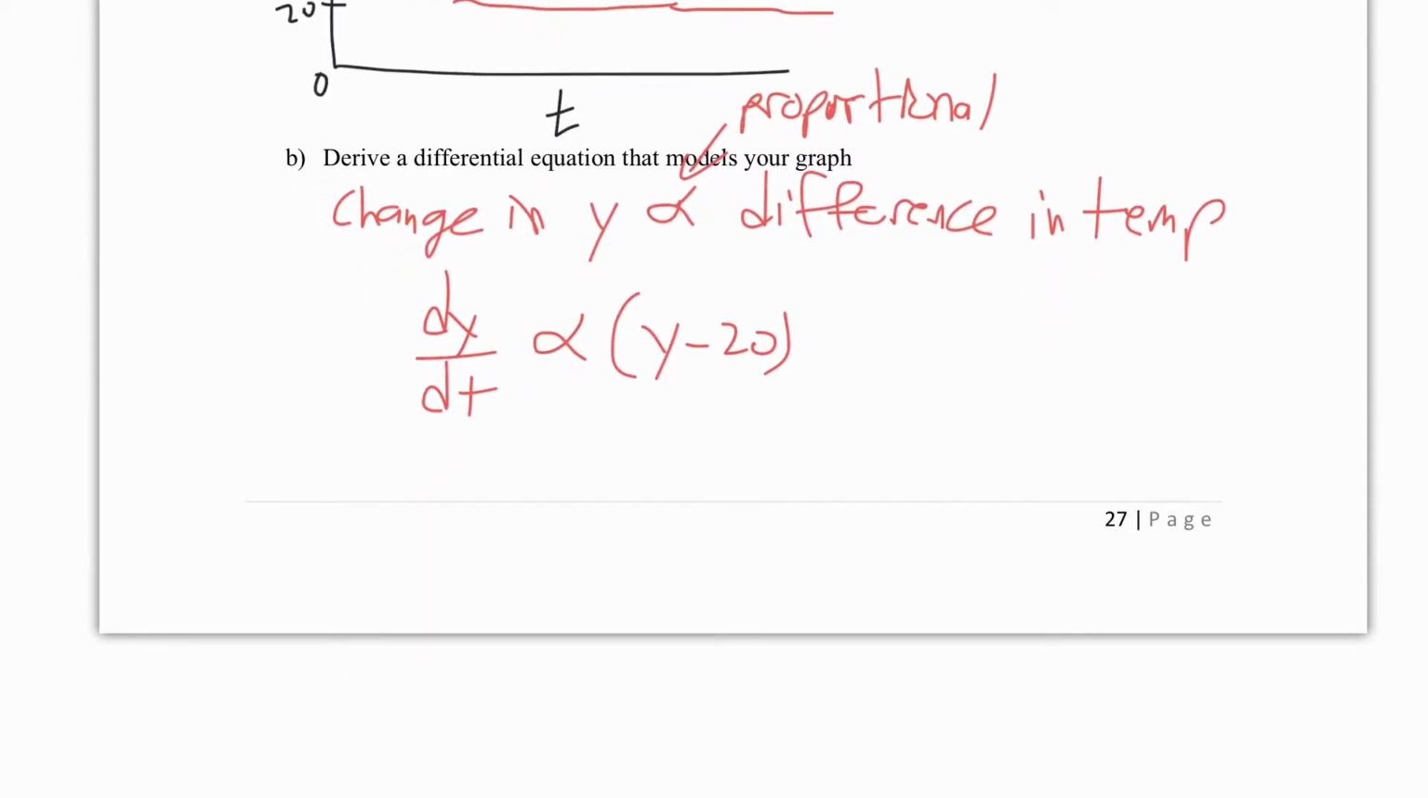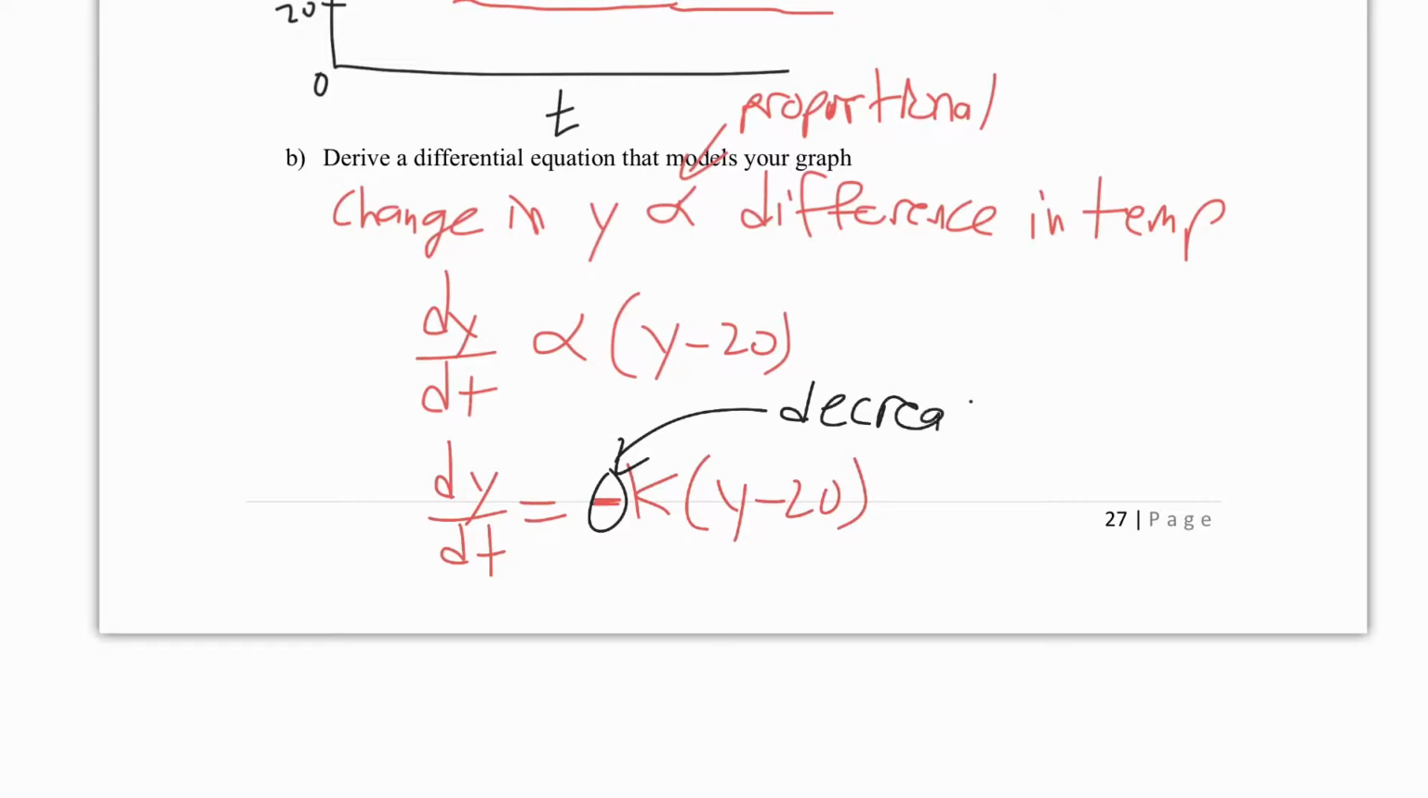Well, if we put in a constant of proportionality, if something is proportional, we could say it's equal with a constant. And since it is cooling, we're going to put a negative in there. So this negative here is because it is decreasing in temperature. Now again, let's walk through that.